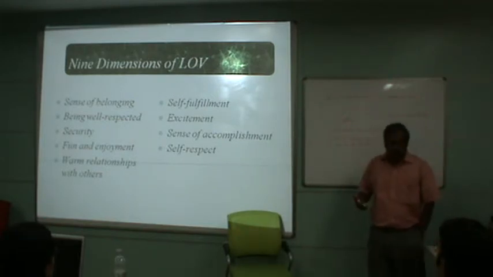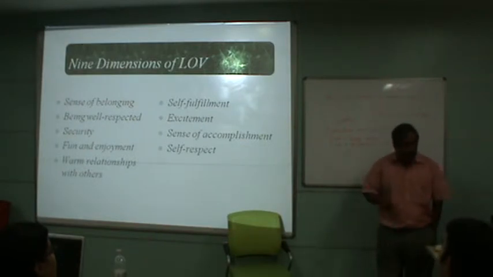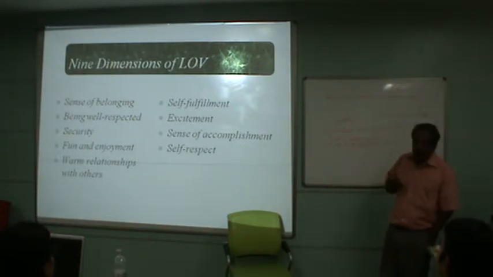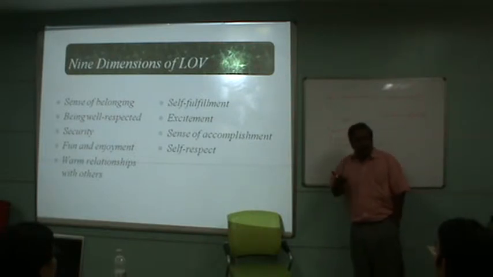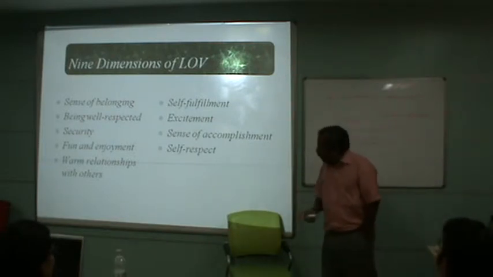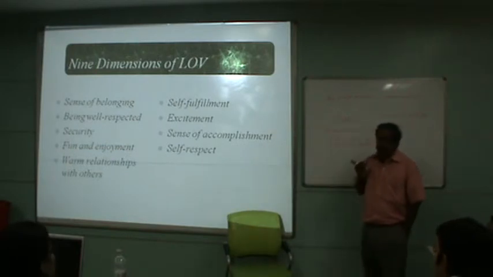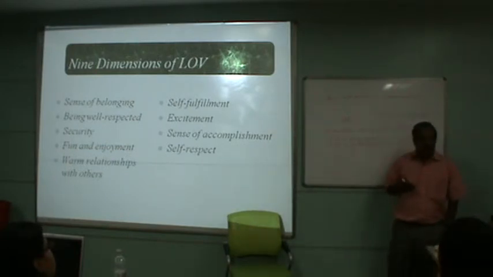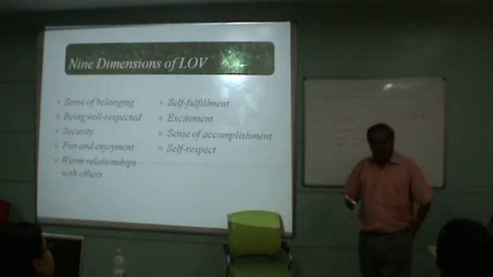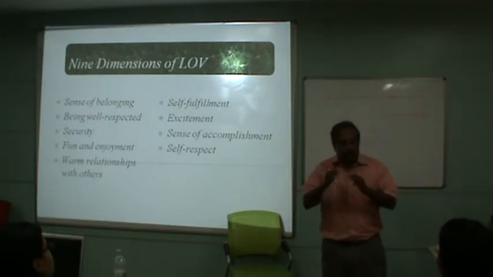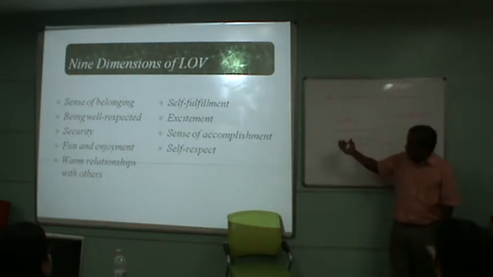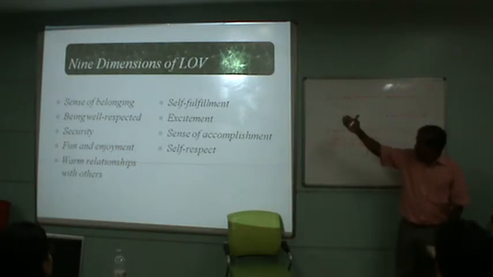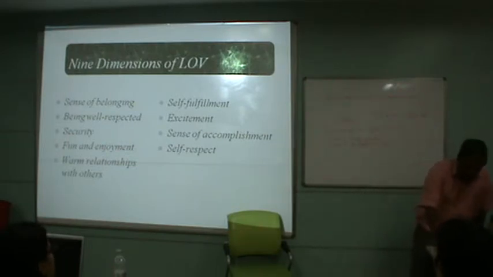Security. Now, security doesn't mean having a guard. It means how secure or insecure a person is in his relationships, in his behavior with others. Does he enjoy fun and enjoyment? Does he have warm relationships? Is he a warm person, or is he largely to the point, a cold kind of person? Self-fulfillment, excitement, sense of accomplishment, and self-respect. Those are the 9 dimensions of LOV.